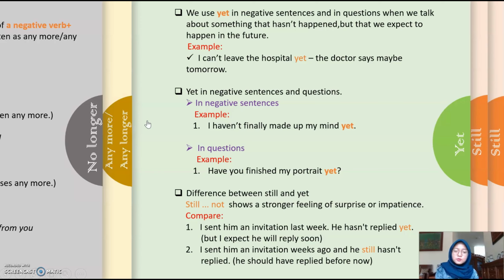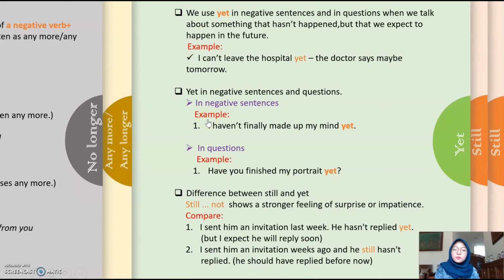There is a difference between still and yet. Still shows a stronger feeling of surprise or impatience. Compare, 1, I sent him an invitation last week. He has not replied yet. The meaning is, I expect he will reply soon. And number 2, I sent him an invitation weeks ago and he still has not replied. And the meaning is he should have replied before now.